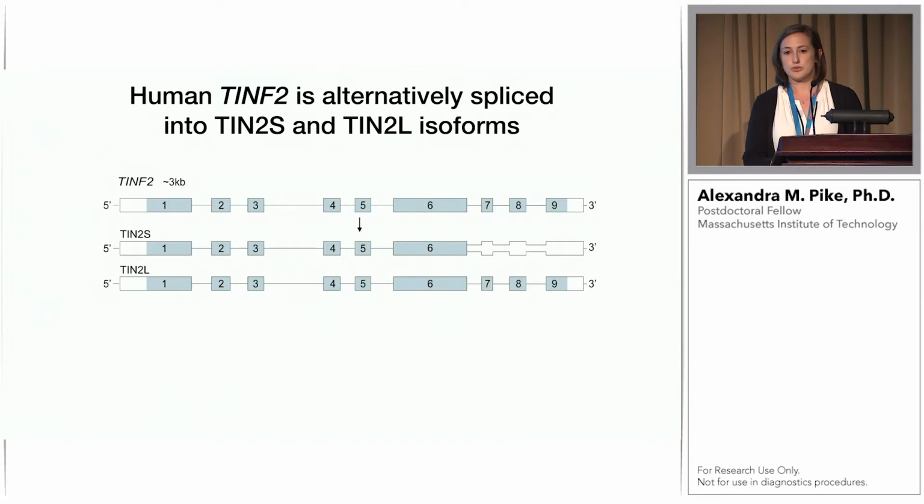So we wanted to study these a little better, but there wasn't really any good commercially available TIN2 antibody to look at protein levels in the cells, and the small differences between these isoforms made it hard to design specific qPCR assays or really to deduce much about the expression using RNA-seq data.